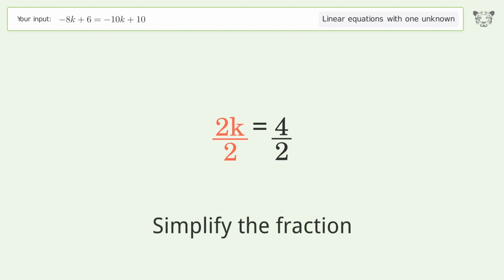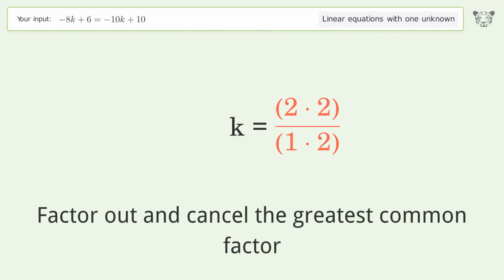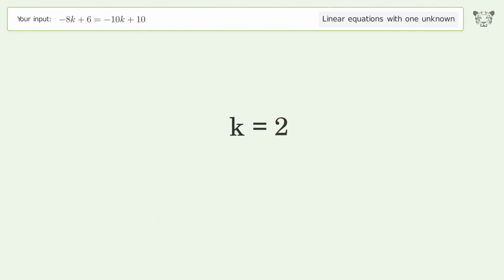Simplify the fraction. Find the greatest common factor of the numerator and denominator. Factor out and cancel the greatest common factor. And so the final result is k equals 2.